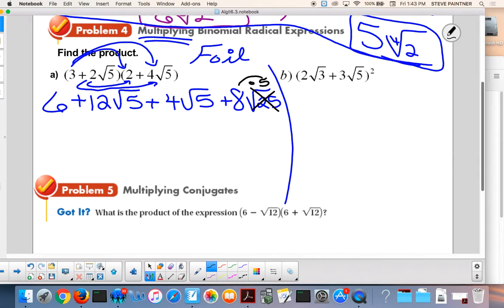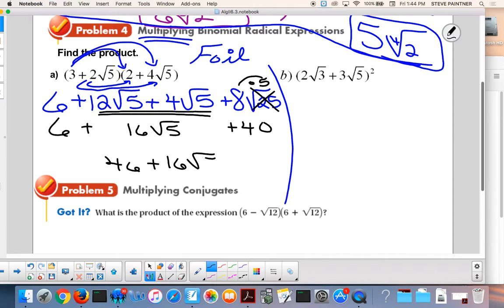What's 5 times 8? 40, with a 6 out in front. So you know the answer is 46, right? Okay, what's this? Those are called like terms, or like radicals. That'd be 16 square root of 5. So you've got 3 numbers to add. The only ones you can add are the integers. So 46 plus 16 square root of 5.